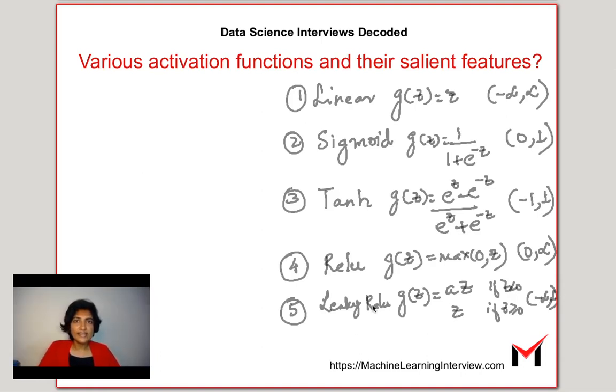While the ReLU and the Leaky ReLU do not have the vanishing gradient problem, one challenge with these two activation functions is that the activation value itself might blow up when we use these two functions. So these are the various activation functions that are typically used in a deep neural network.